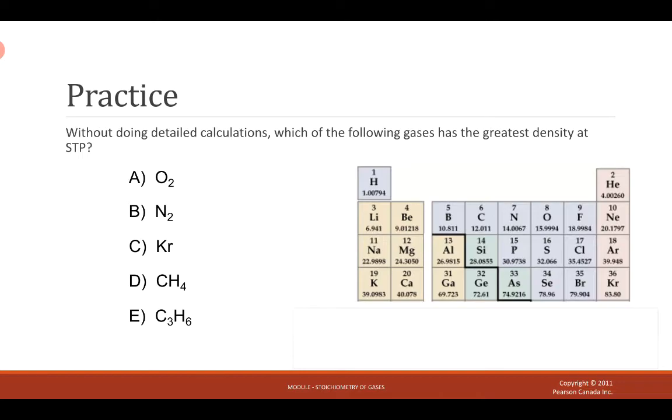Let's do a practice problem. Without doing any detailed calculations here, which of the following gases would have the greatest density at STP? Go ahead and pause this video and think about that. Unpause the video when you are ready to check your answer. Okay, the correct answer here is krypton. And that's because krypton has the greatest molar mass out of all of these.